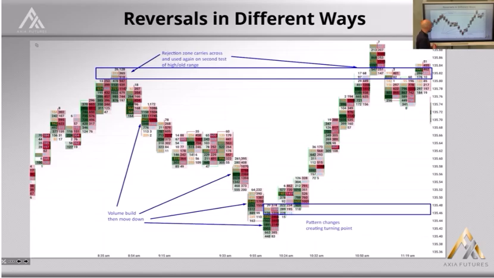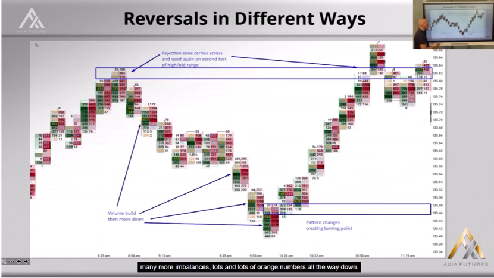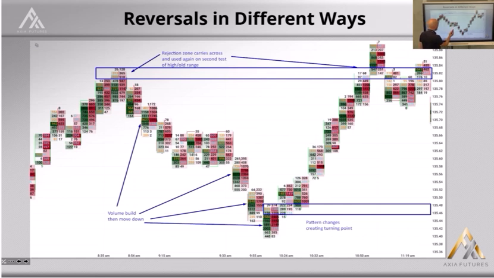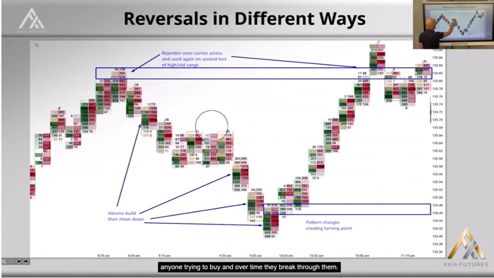On the way down, the selling persists and you have many, many more imbalances. Lots and lots of orange numbers all the way down. Selling continues to hit and hit and hit into anyone trying to buy. And over time, they break through them.